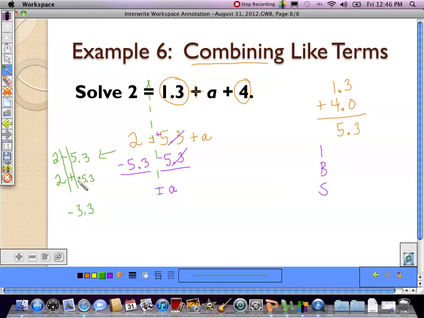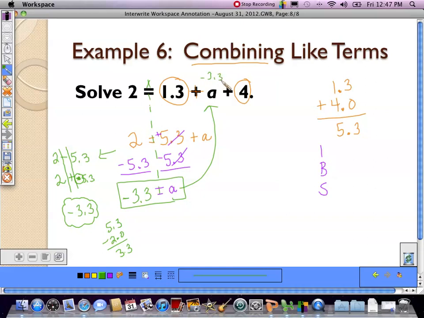And if you're wondering how I got that, I basically just found the difference between the numbers. I did 5.3 minus 2.0. I found that the difference was 3.3, and keep the bigger sign. So you've got to keep that negative. So A is equal to negative 3.3. Again, plug this value into your original equation and check it and make sure it equals 2. I can do that by adding 1.3 plus negative 3.3 plus 4, and that will give me 2.